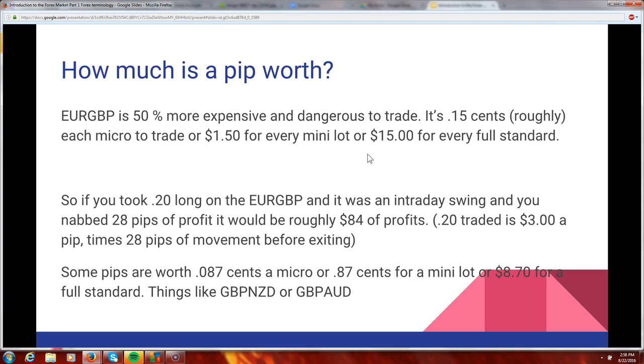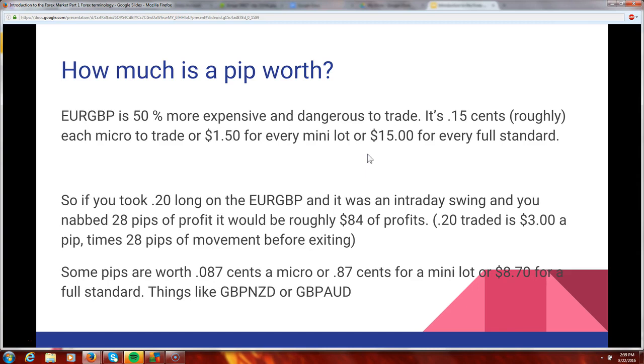So if you took 0.20 long, which would be 2 minis on the euro pound, and it was an intraday swing, and you nabbed 28 pips of profit, that would be roughly $84 of profits. Because 0.20 traded is approximately $3 a pip, and then you would multiply that by 28 pips of movement. You don't have to do this, thank God. Your MT4 platform does this for you. So you can just look in your account history and see your money and see what you've gotten.